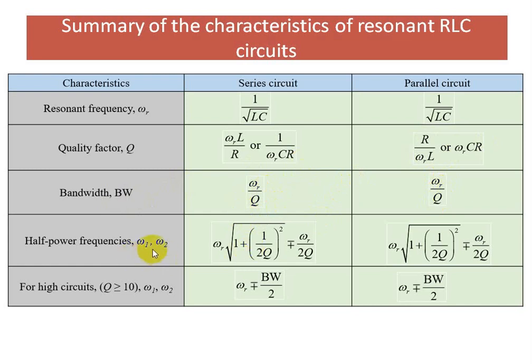Half power frequencies omega 1 and omega 2 are omega r into under the root of 1 plus (1 by 2Q) whole square, plus or minus omega r by 2Q. Minus sign for omega 1, plus sign for omega 2. This equation is the same for half power frequencies for the parallel circuit also. For circuits with high Q, that is Q greater than or equal to 10, omega 1 and omega 2 can be written as omega r minus or plus bandwidth divided by 2, and it is the same for the parallel circuit also.